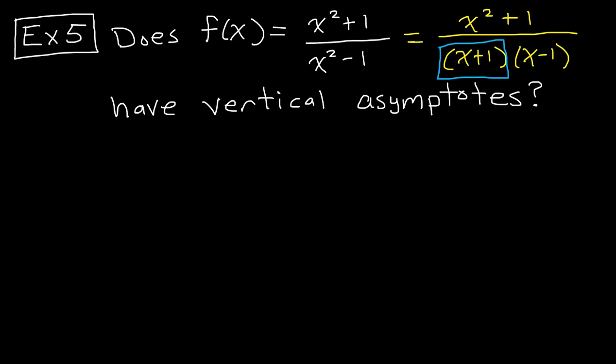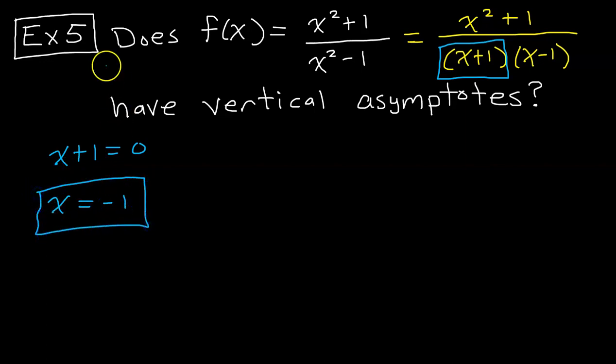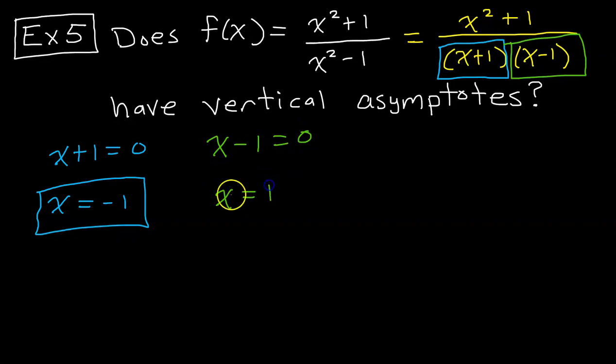By setting each factor in the denominator equal to 0, I'm going to get the vertical asymptotes. So if I set x plus 1 equal to 0, that's going to give me x equals -1. Well, that is a vertical asymptote right there. On the other hand, if I set x minus 1 equal to 0, adding 1 to both sides gives me x equals +1. That's going to give me another vertical asymptote.